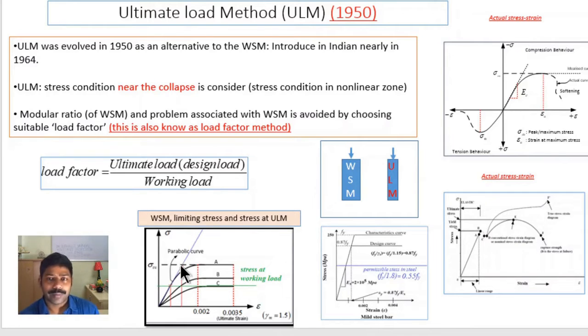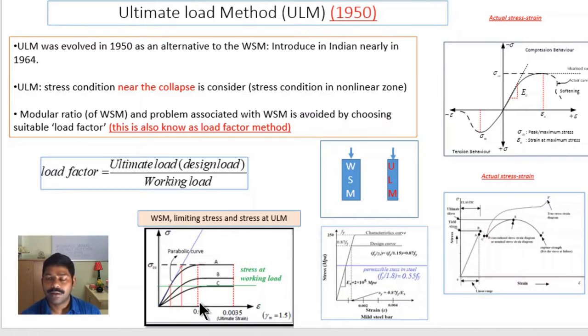To overcome the limitation of the working stress method, we now allow the stress to develop in the structure up to this much. If we allow the stress up to this much, that stress will also reach the nonlinear range, so the strain will be somewhere here. If you extend it, this will be your strain somewhere here.